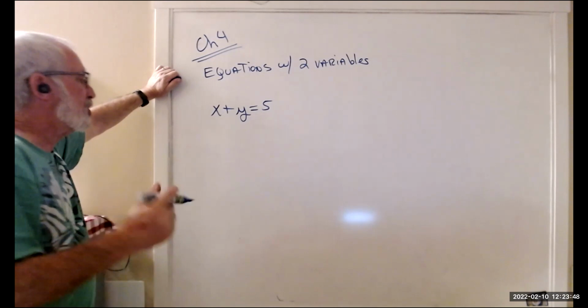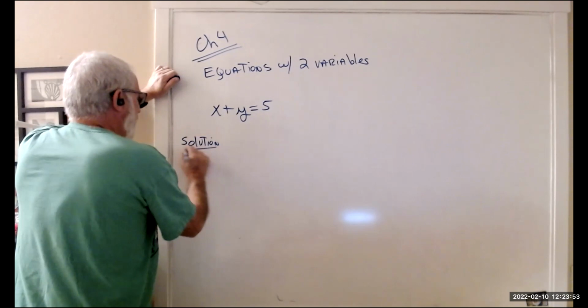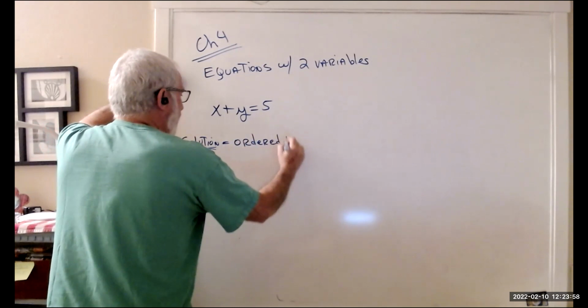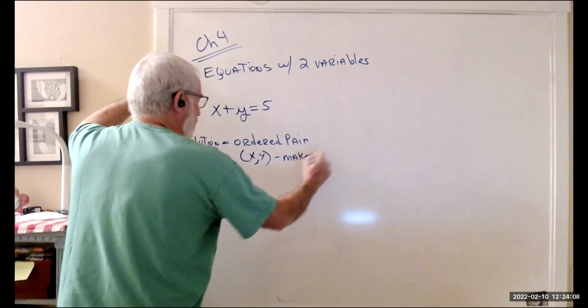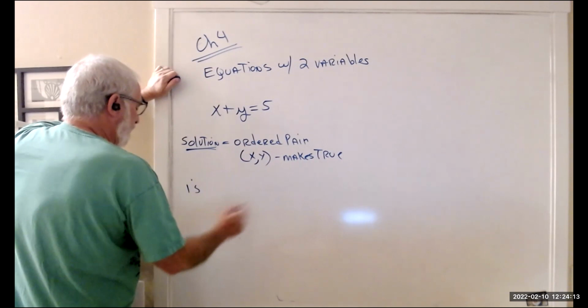Now, a solution is equal to the ordered pair of x comma y that makes it true. Huh? What's all that crap mean? I'll show you. Okay. Is 4, 1 a solution?